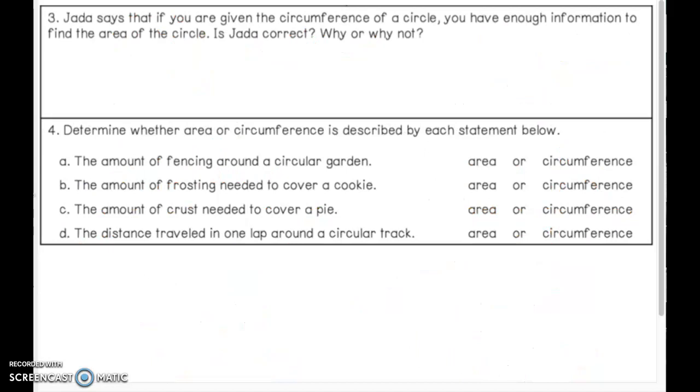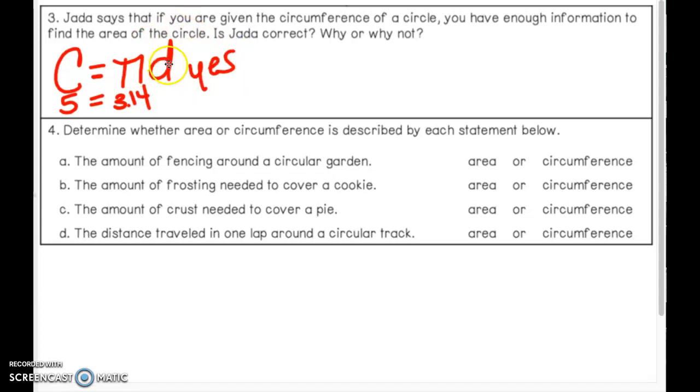Number 3, Jada says that if you were given the circumference of a circle, you have enough information to find the area. Is Jada correct? Well, let's look. Circumference is pi times the diameter. So if you are given the circumference, let's say the circumference is, I don't know, 5, okay? And we know this is 3.14. Could we find the diameter? Yes, we can. So we can find the diameter.